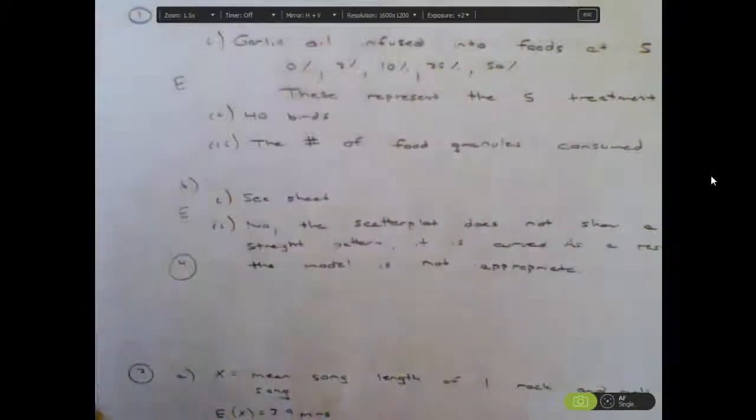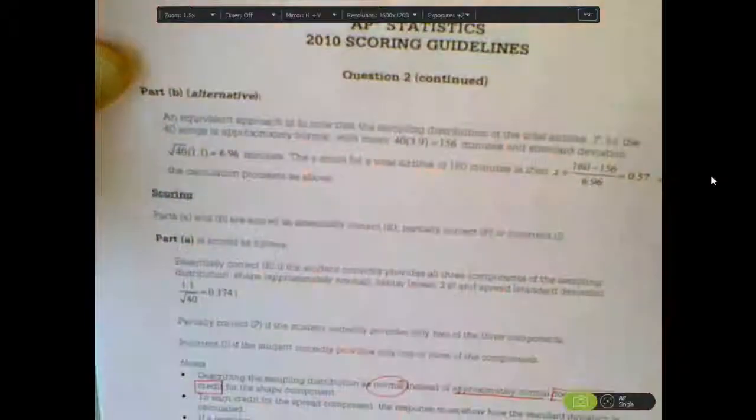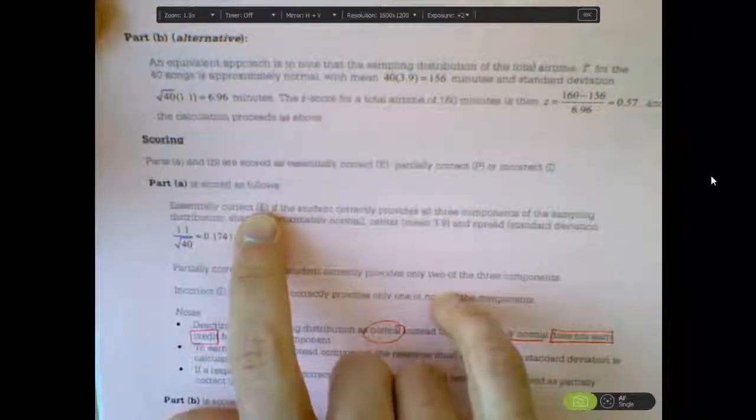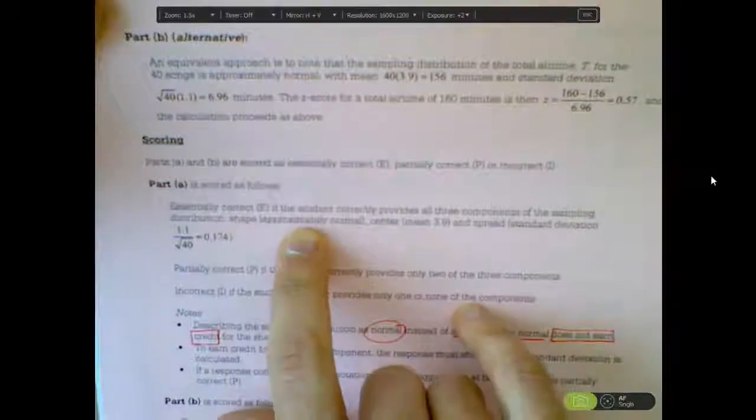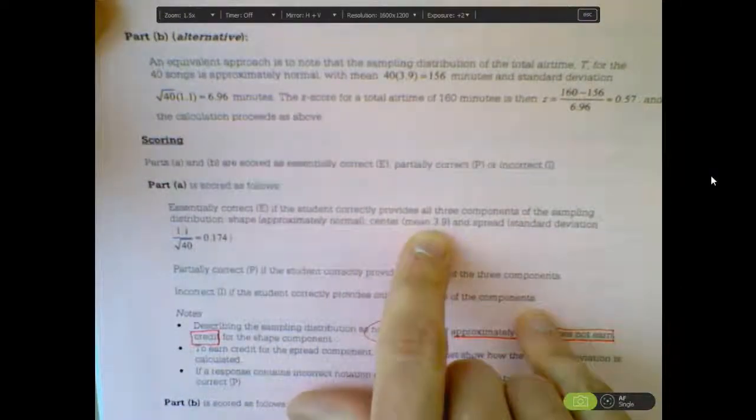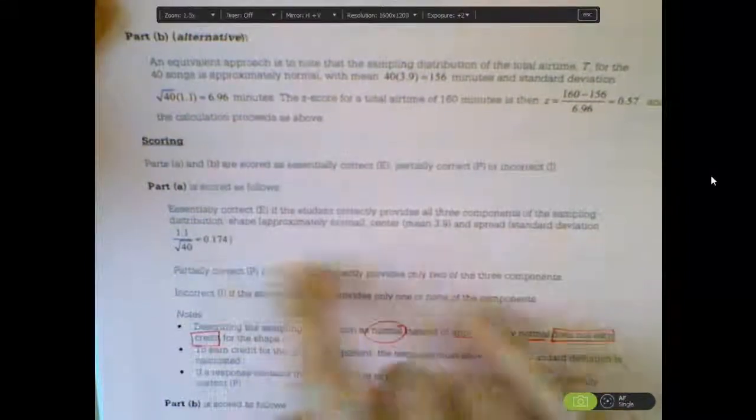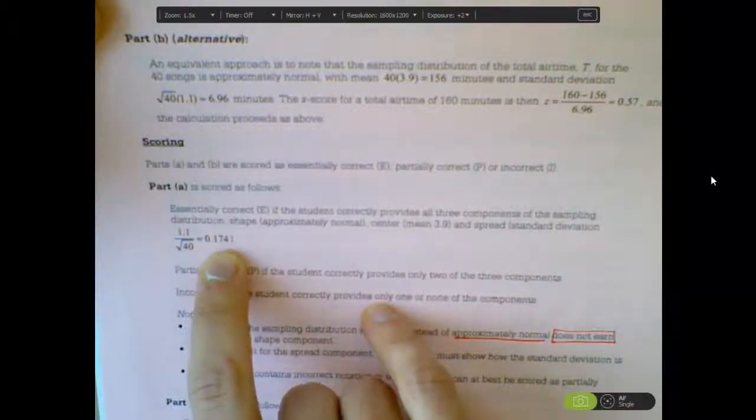Okay, looking for the scoring for part A, E, P, or I, it's essentially correct. I'm describing a distribution, so I need to think about COS, all 3 components: shape, approximately normal; center, which is going to be that mean that they gave you; and the spread. Well, I have a sample size of 40 now, so it's going to be 0.174.